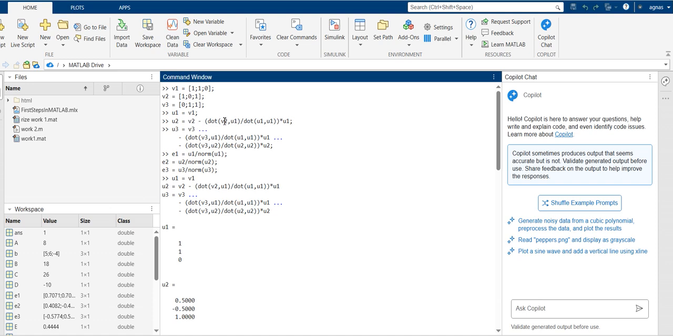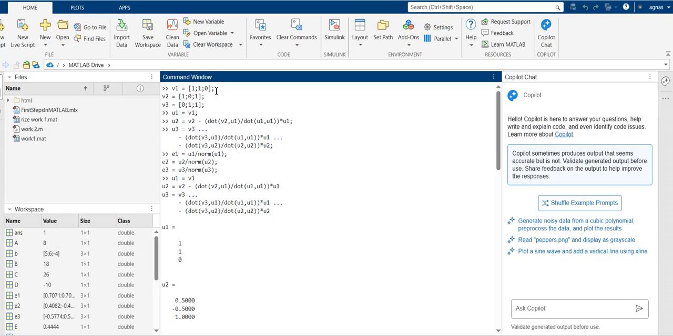we used the equation here. You can see the equation here, v2 minus. In the first section I told that inner product is actually dot product, right? So here we are giving the command dot product of v2 and u1 divided by dot product of u1 and u1, multiplied with the vector u1. And for finding u3 you know the equation. The same equation we are using here, but instead of writing the inner product of the vectors, we are writing dot product of v3 and u1. That is the only difference here.